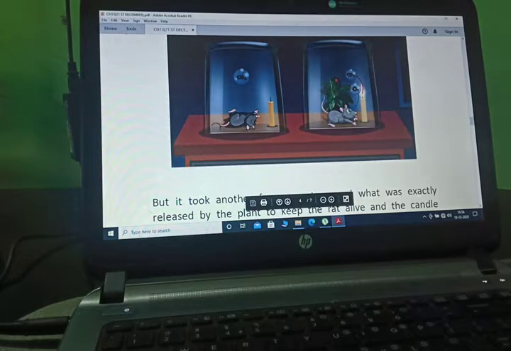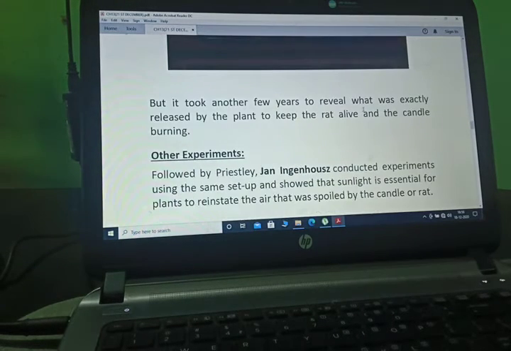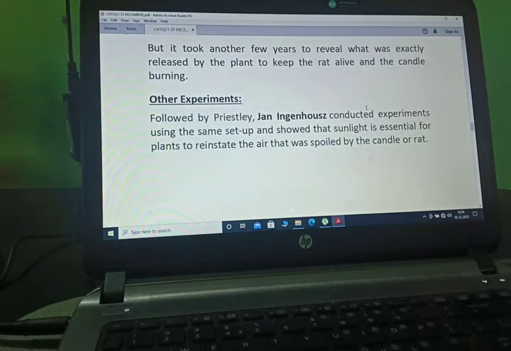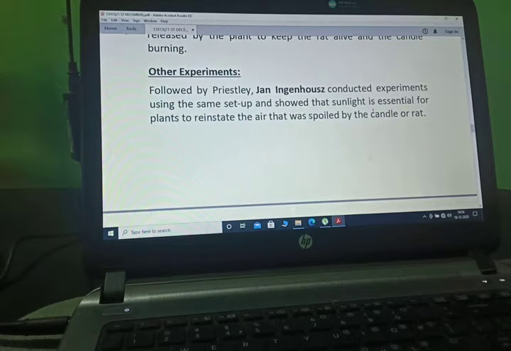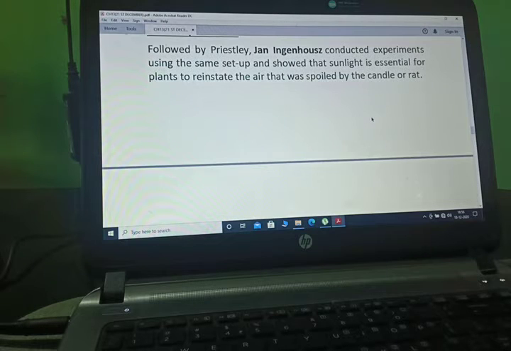You can see here, here it is dead and here it is not dead. It is utilized by the plant and release of oxygen takes place. But it took another few years to reveal what exactly was released by the plant to keep the rat alive and the candle burning. Another experiment followed Priestley: Jan Ingenhousz conducted experiments using the same setup and showed that sunlight is essential for plants to reinstate the air that was spoiled by the candle or rat.